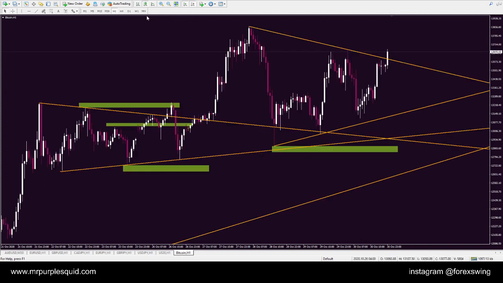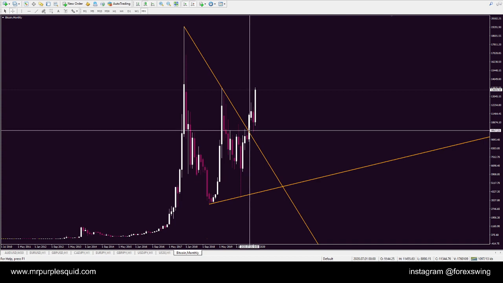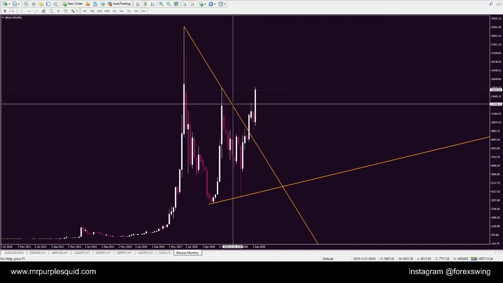Moving on to Bitcoin. Let me remove that one, that one. Remove. Oh, this one. So finally, we got the break. Got the break of this triangle right here. Price went up. We're extremely bullish.